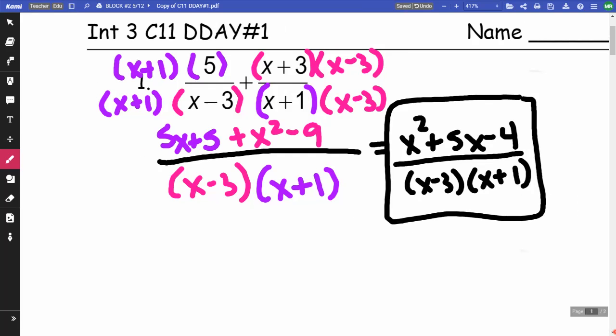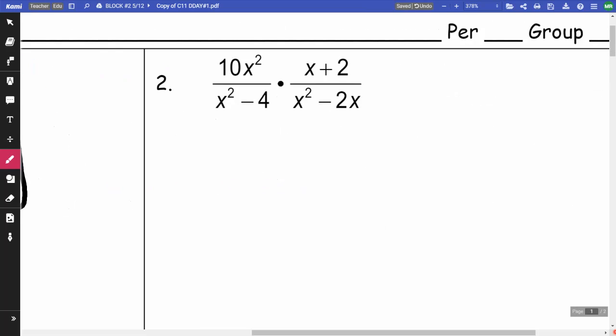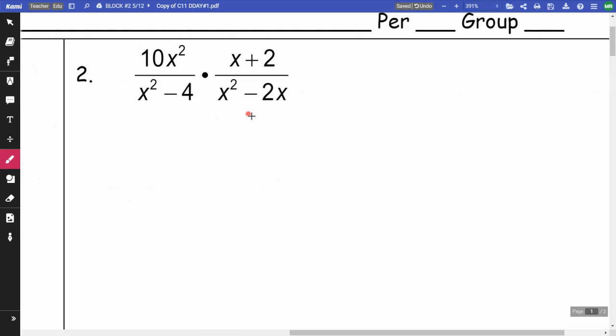On number 2. So on this one, we are multiplying. So we're going to want to get to factor. We're going to have to give some restrictions. Okay. So if I'm factoring this first one here, this x squared minus 4, that again is a difference of 2 squares. That's going to be an x plus 2, x minus 2.